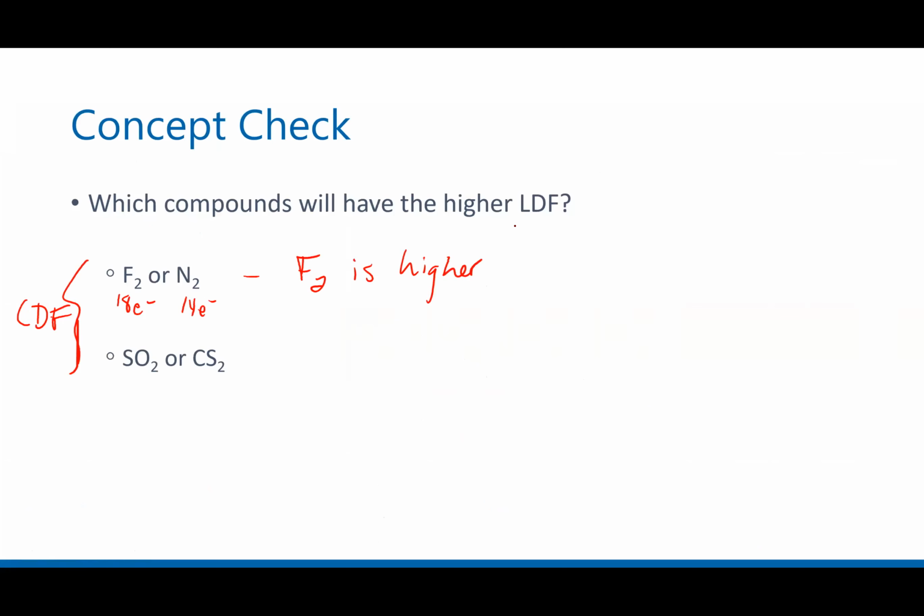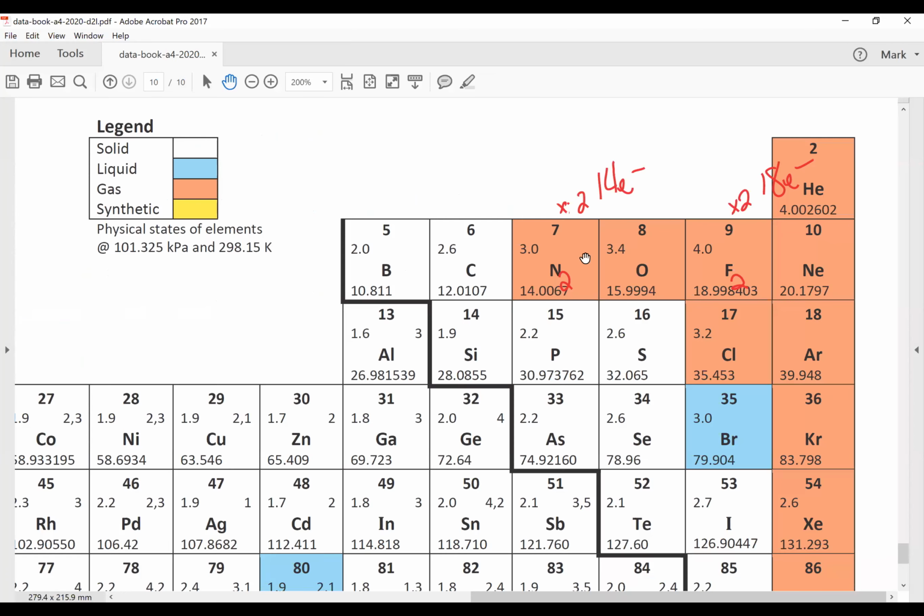All right, now that's pretty easy. It can get a little more challenging though, because look at these two. I have SO2 and CS2. So let's have a look at this. Let me erase the board or my table here. So I have C, S, and O. I've already forgotten what the chemicals are. SO2 or CS2.